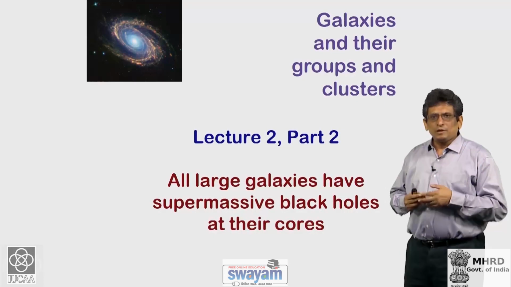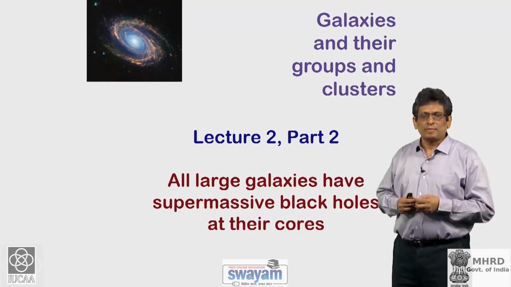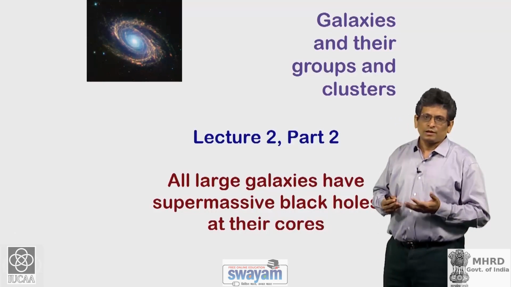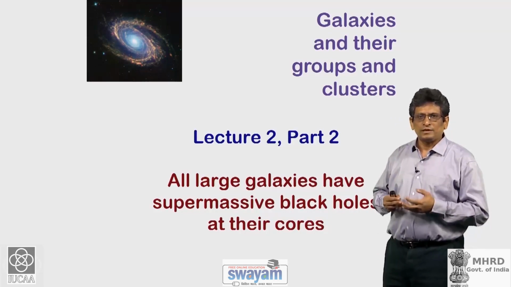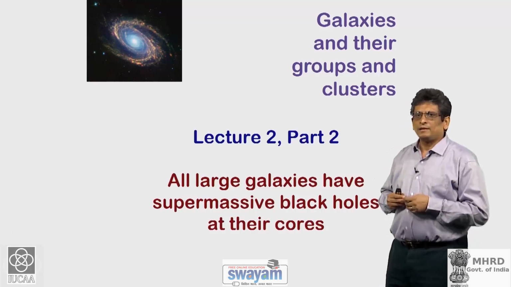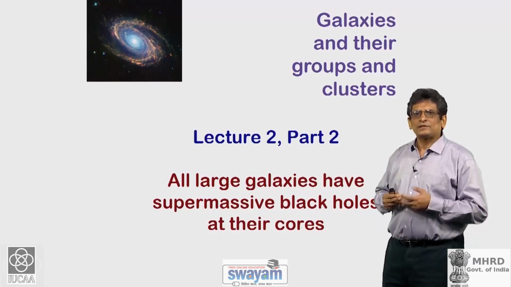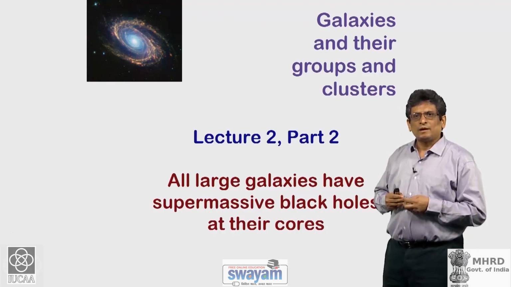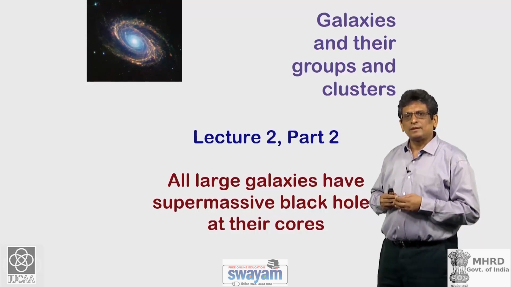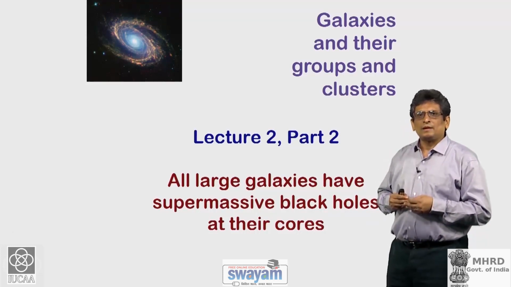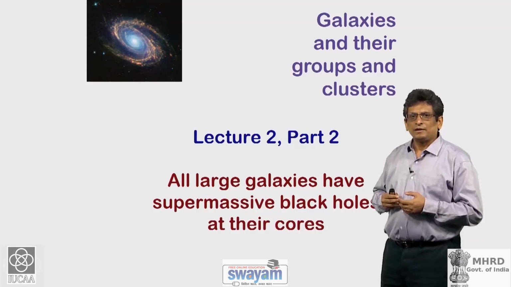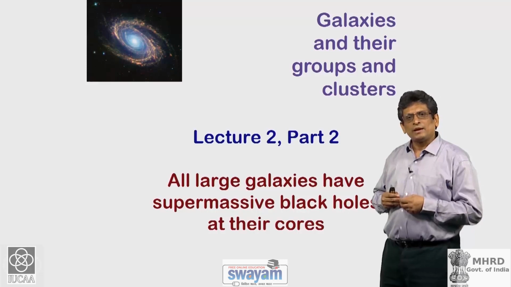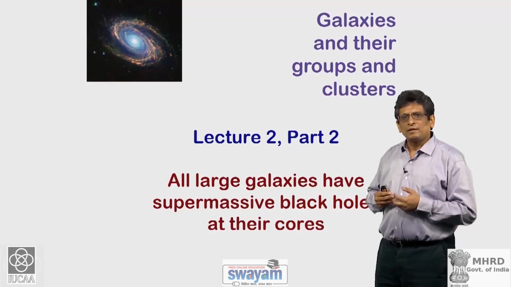So not only does the Milky Way have a supermassive black hole in its core, we find that all large galaxies have one of these in the middle. In the case of the Milky Way, the mass of the central black hole we saw was a few times 10 to the power 6 times the mass of the Sun. Many other galaxies have even more massive black holes in the middle, going up all the way to 10 to the power 9 solar masses.